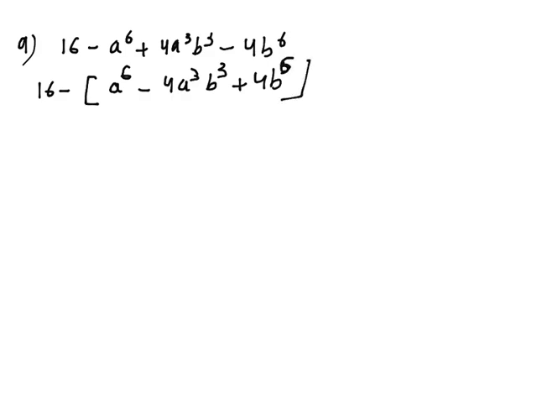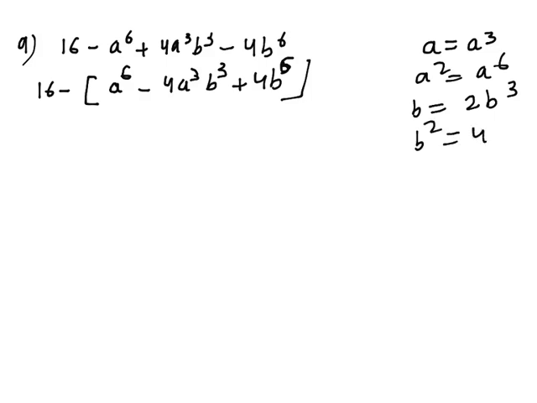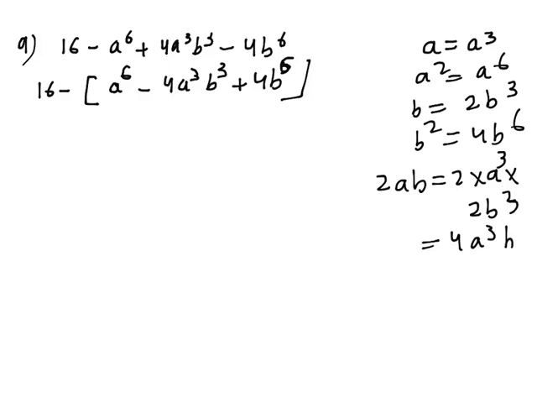So clearly if we see here, a is equal to a raised to the power 3. A square will give us a raised to the power 6. B is equal to 2b cube, and b square will give us 4b raised to the power 6. And if we take 2ab, it will give us twice a cube and 2b cube. So what we will get? 4a cube b cube.